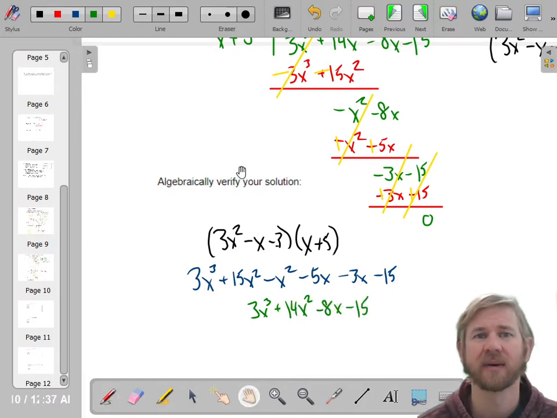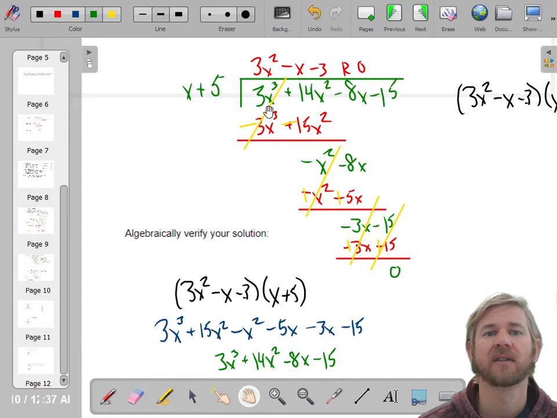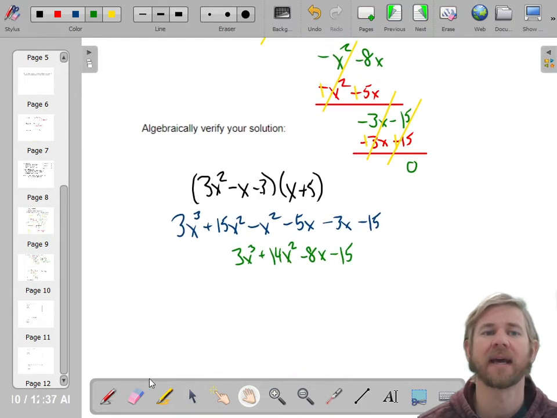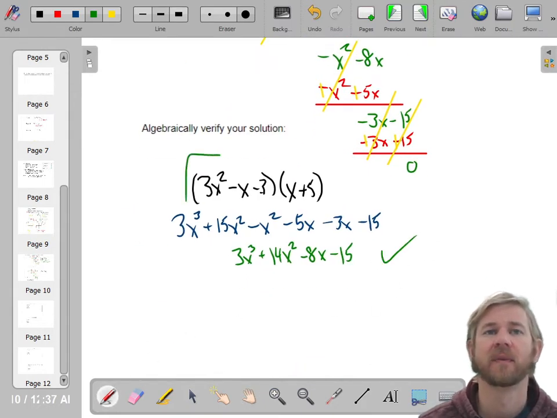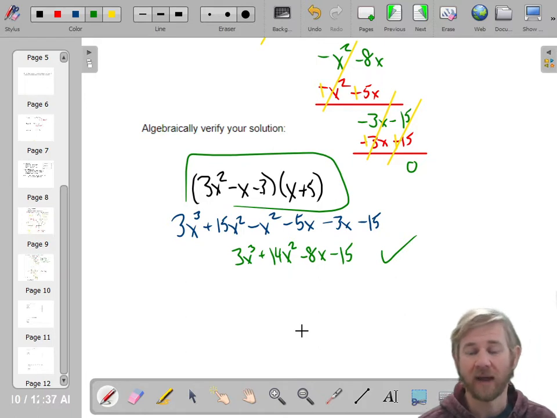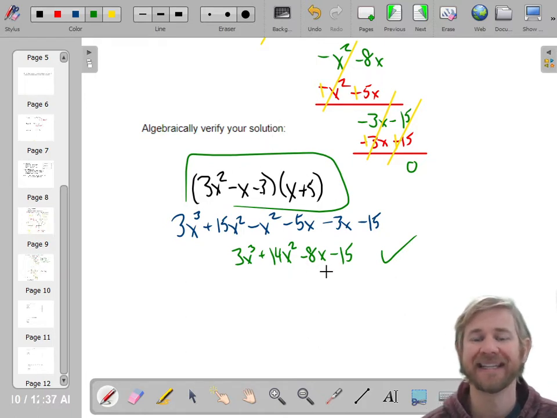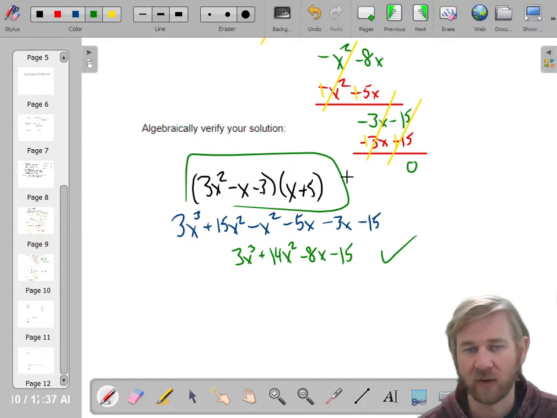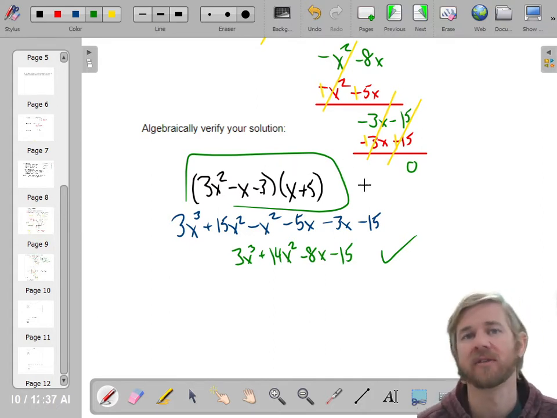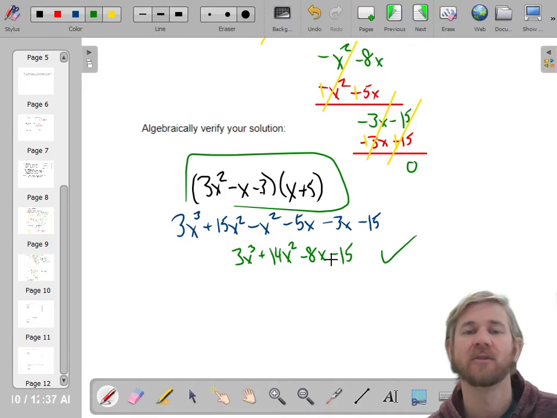Is that good? Is that what it's supposed to be? 3x cubed plus 14x squared. Hey, look at that. I did it right. Boom. I got the dividend. So how do I know that I did it right? Because the quotient times the divisor is the dividend. There is no remainder, so I don't have to worry about it. But the quotient times the divisor plus the remainder is the dividend. That's how you know you did it right.